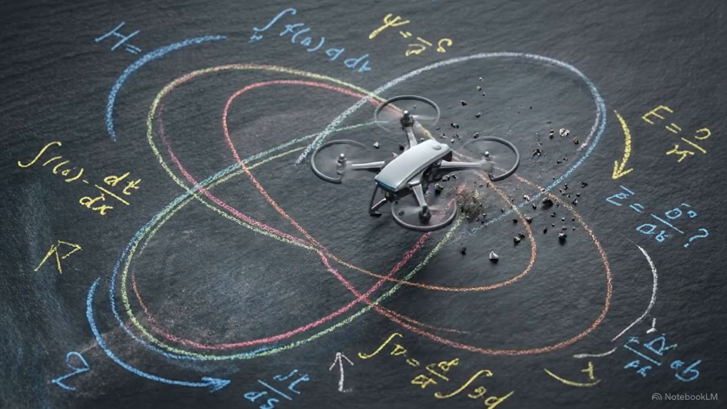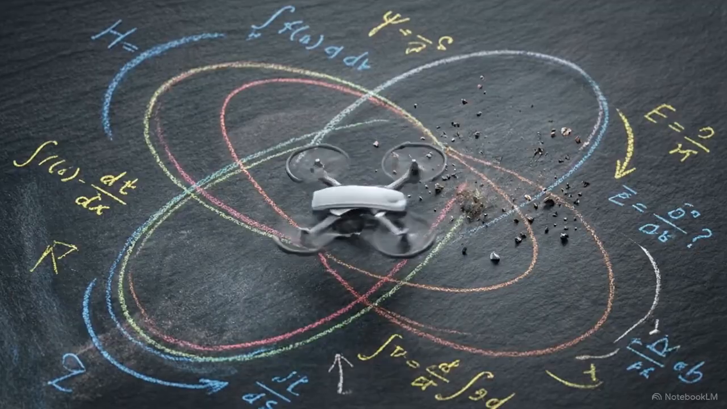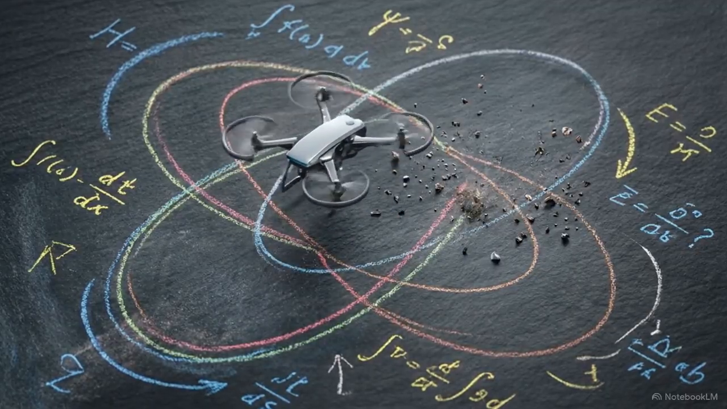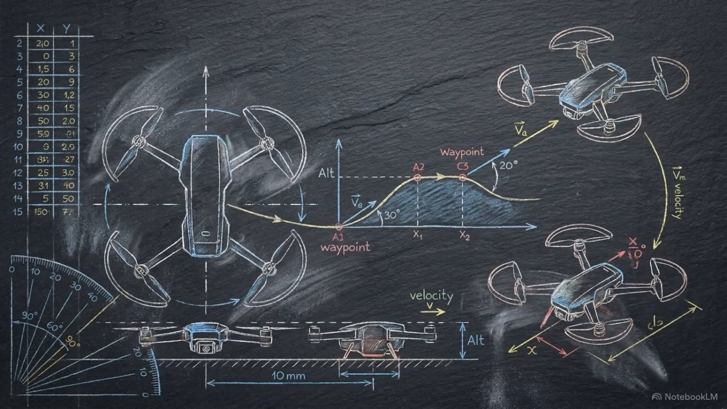Watch the physical flight path of this drone. It climbs, dives, and loops, crossing over its own previous position in three-dimensional space. To engineer systems that navigate or track this kind of movement, we need precise mathematical models.